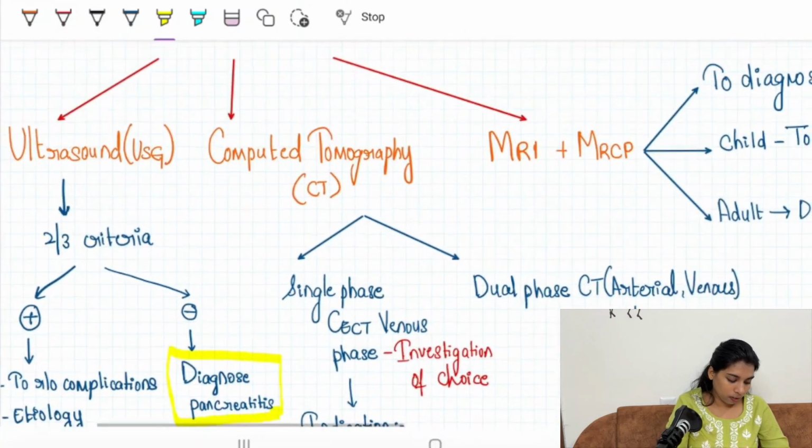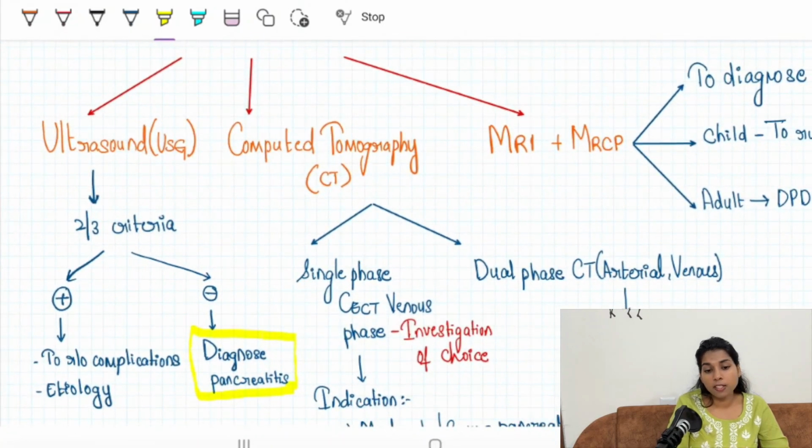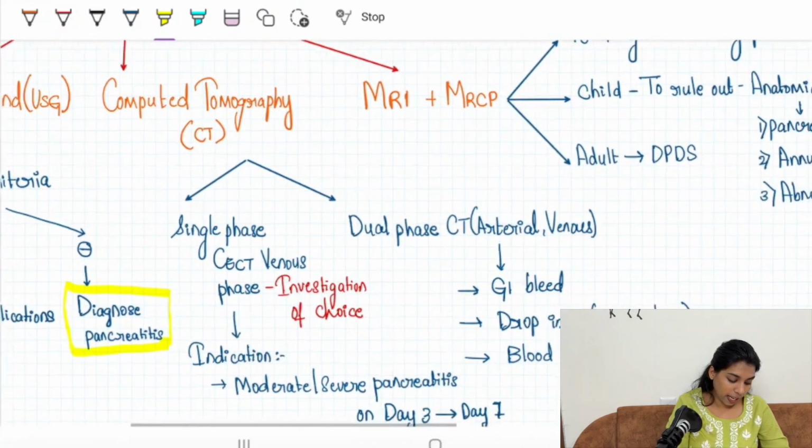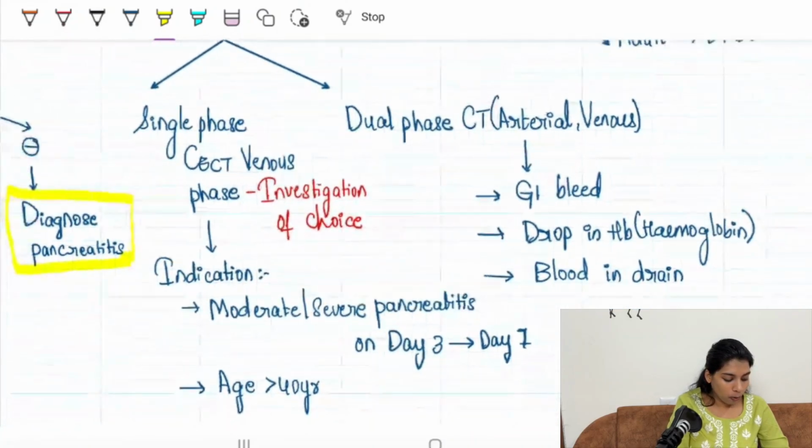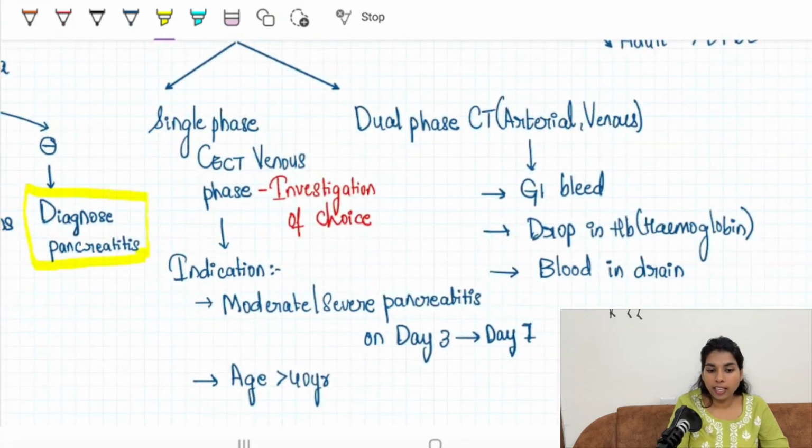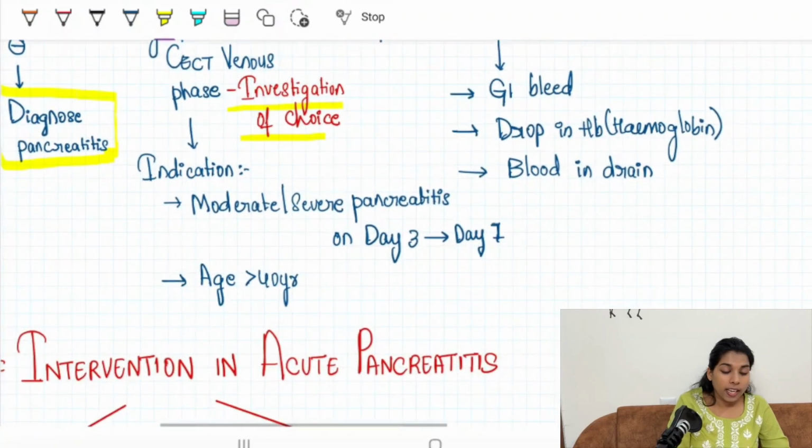After ultrasound, the next question that arises is when do you do CT and what are the types of CT you would be doing? The most commonly done CT is single phase contrast enhanced CT, venous phase at 70 seconds, which is considered the investigation of choice. And when do we do this? In case of a moderate to severe pancreatitis, on day 3 of symptoms, you do a first CT, and then you follow up on day 7 if there is a collection which is getting formed, right?